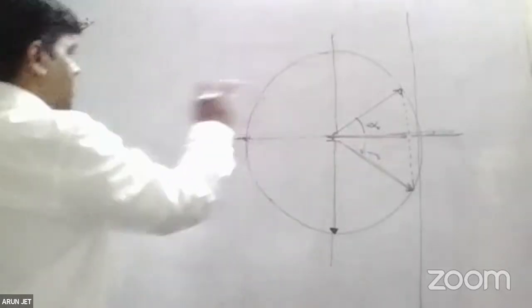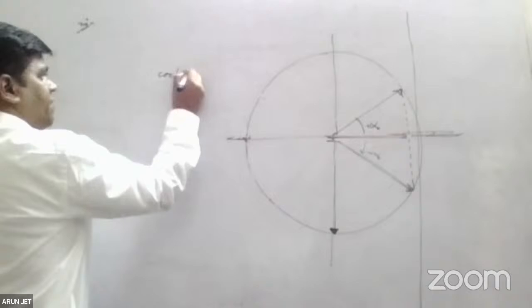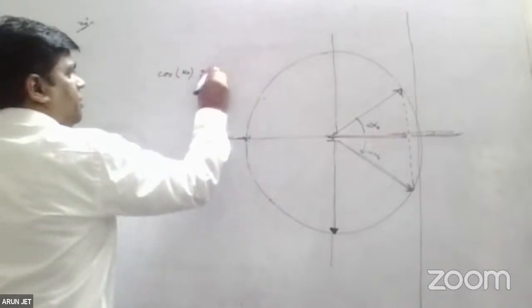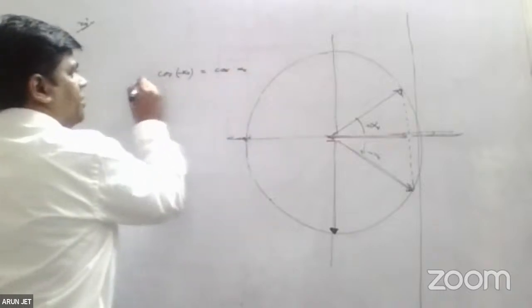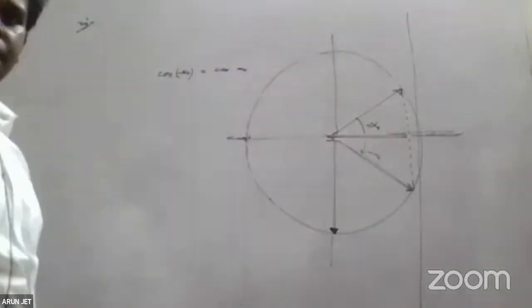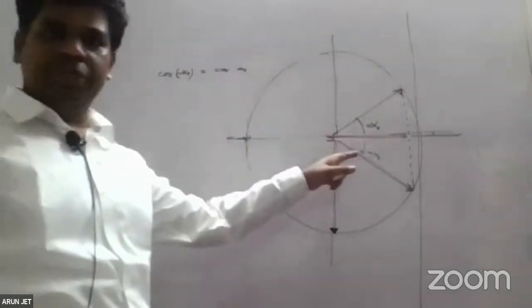Now look at this. From the diagram, I can write cos of alpha is equal to cos of minus alpha is equal to cos of alpha. So this is one equation which I can derive from the diagram, from the circular function.